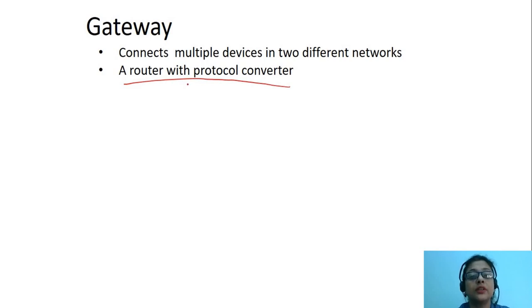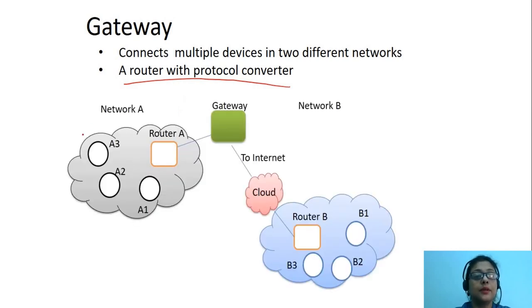Why the protocol converter? Because if we have two different networks, they may have two different protocols. So simply using a router there will not be sufficient. There we must have a protocol converter together with the router to route the data. Let's look at this example. Suppose we have network A, which let's say uses protocol A, and we have another network B which uses protocol B.